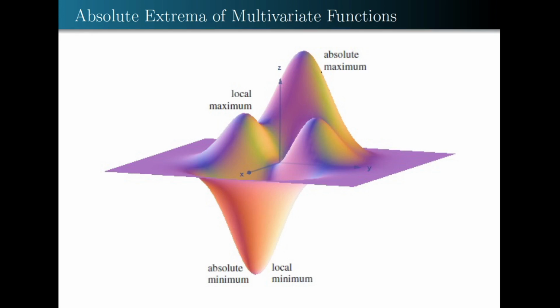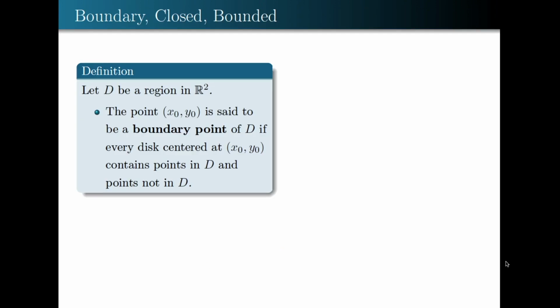The important question that we want to answer in this lecture is, given a function defined over a particular region, how do we find the absolute minimum and the absolute maximum? But before we answer that question, we will need several important definitions. Let D be a region in the two-dimensional plane. Any point (x naught, y naught) is said to be a boundary point of this region D if every disk centered at this point contains points in D and points not in D.